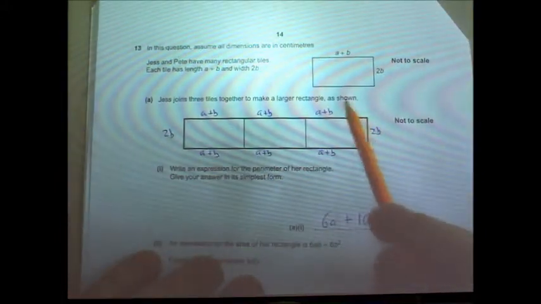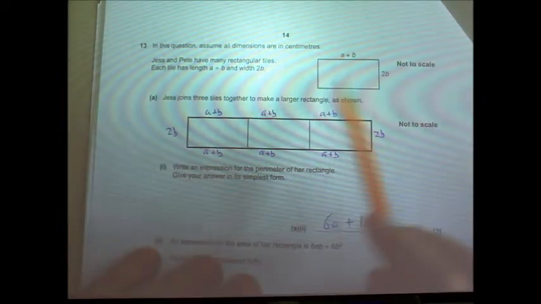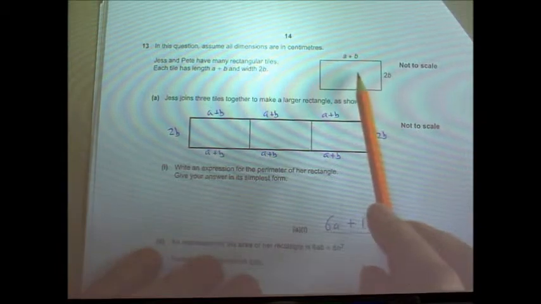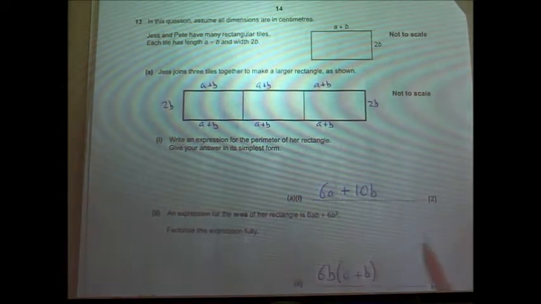Moving on. Question 13. In this question, assume all dimensions are in centimetres. We can do that. Jess and Pete have many rectangular tiles that look like this, and it tells you about the width and the length. And she joins 3 of them together to make a larger rectangle, which you can see here. Write an expression for the perimeter of her rectangle.